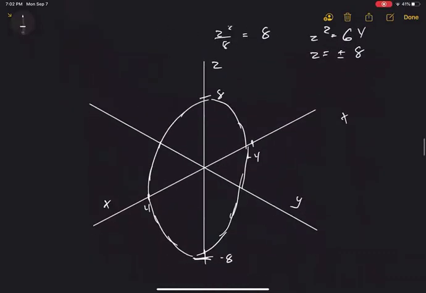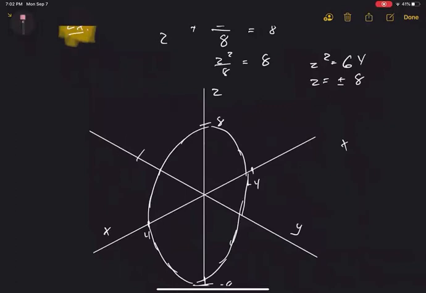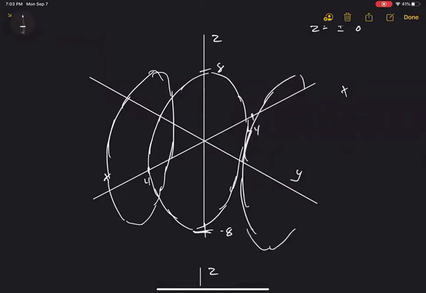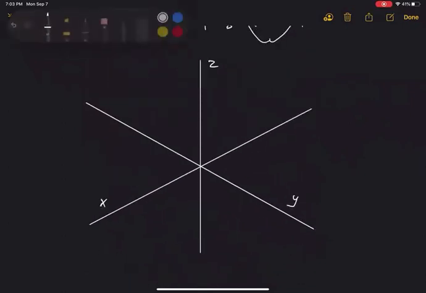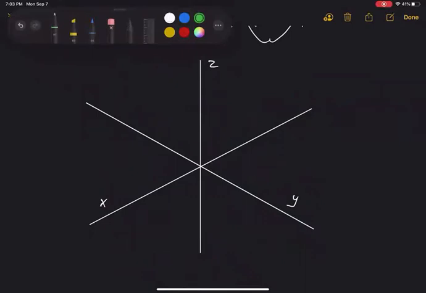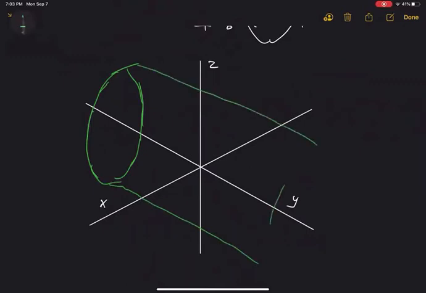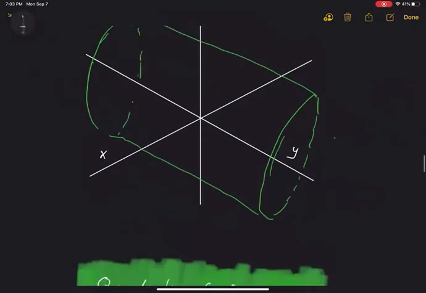And then as I move down, as I take slices down my y-axis, I just get more copies of that ellipse. So I have an ellipse down here, I have an ellipse over here, all along the y-axis. And I string all those together, and what does my shape look like? Let's do it in green now. So I'd maybe have this cylinder going along the y-axis. It stretches out in both directions forever.